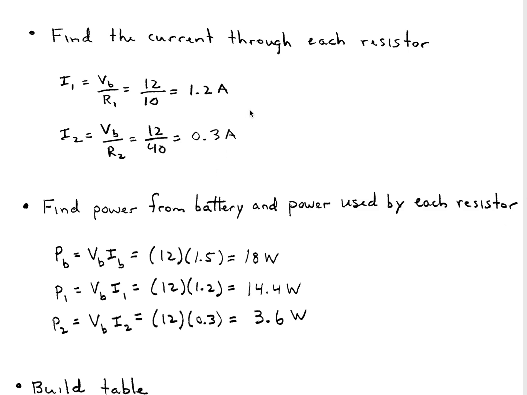The next step is to calculate the current through each of the resistors. The current through a resistor is equal to the voltage on the resistor, which is always the battery voltage in a parallel circuit, divided by the resistance. Here I've done that for the two resistors given.